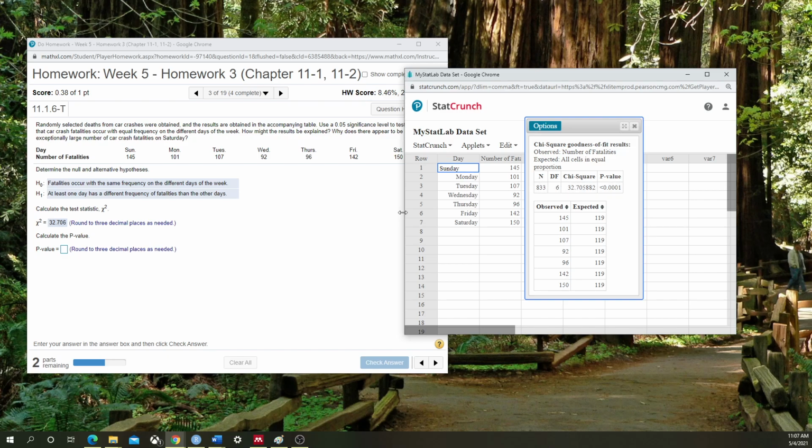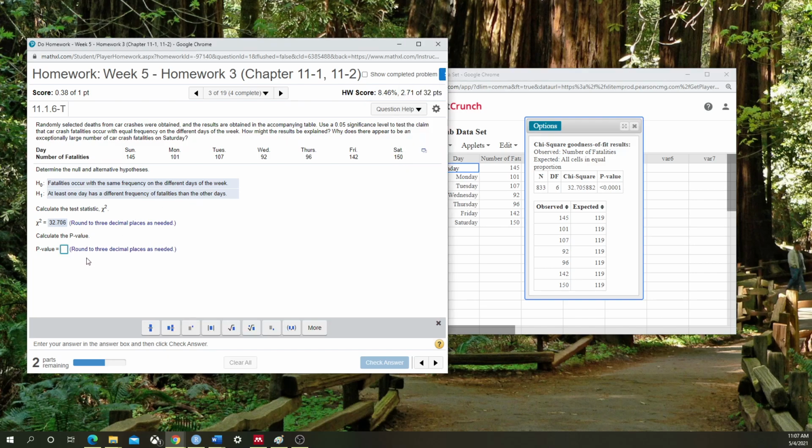All right, and then it gives us a chi-square test, and the test statistic here is chi-square, which looks like an X with the square superscript. The chi-square statistic is very high, 32.705. We round that to 32.706. That's the correct answer. The p-value, our significance level is 0.05. The p-value is much smaller than that. So we're going to reject our null hypothesis here and accept that, yes, there does seem to be a different frequency of fatalities on other days of the week.